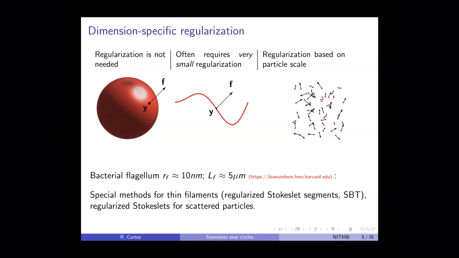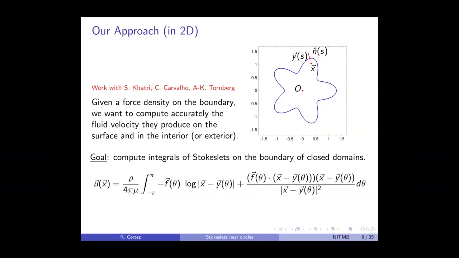So this is kind of the setting for what I'm going to talk about, and I'm going to stick to 2D for the moment. So I'm going to discuss this kind of problem. We have maybe a fluid either inside or outside some domain like this, and we're trying to evaluate the velocity at the point X due to boundary forces. Okay, so we have the Stokeslets integrated along the boundary, and this is what we're interested in computing.